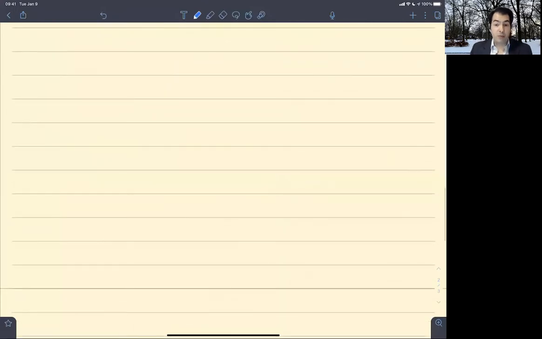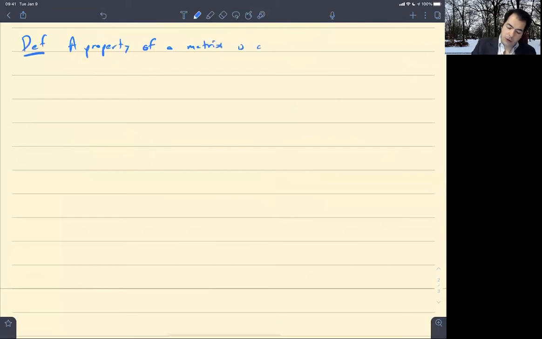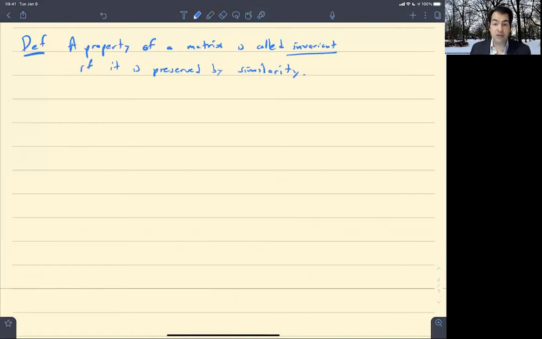So we want to have a special name for properties of a matrix that actually are properties of linear maps associated to that matrix, right? So we're going to call those things invariants. A property of a matrix is called invariant if it is preserved by similarity. Another way of saying that is it's a property of a matrix that doesn't change when you change basis, when you look at things using a different basis.